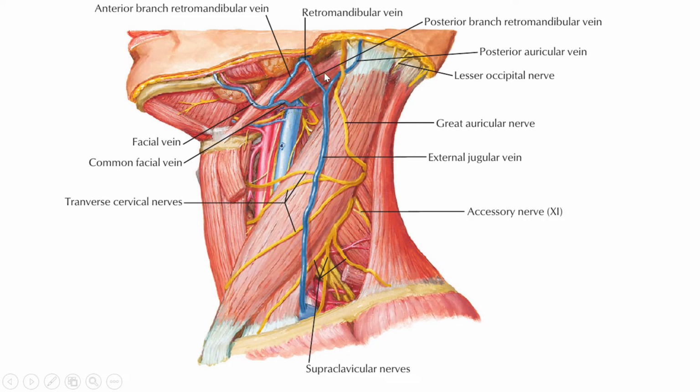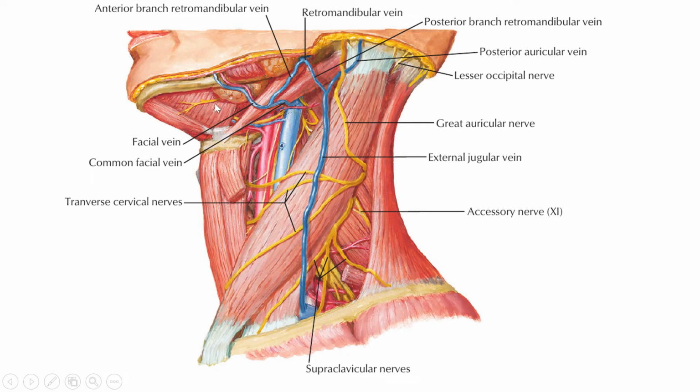So the triangle has three sides. Out of those three sides, two are bounded by the digastric muscle. So that's why this triangle is called the digastric triangle. Superiorly it is bounded by the base of the mandible, or the inferior border of the mandible.